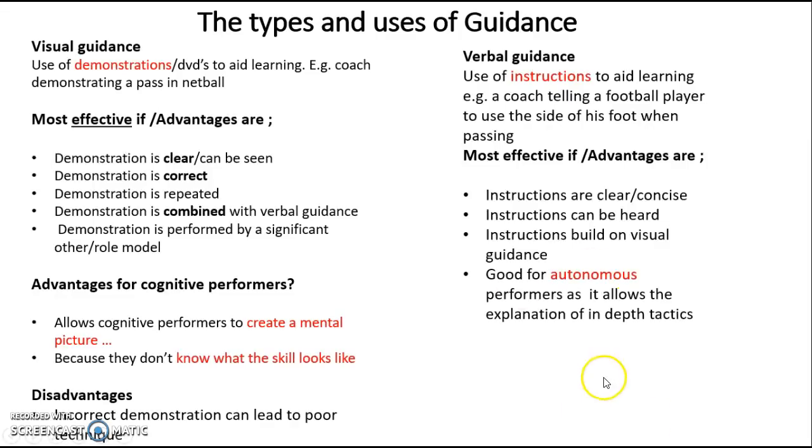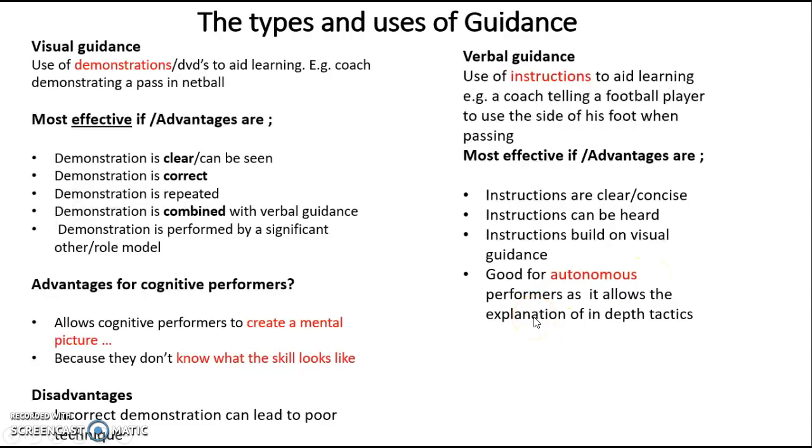And it's really, really effective, you could say most effective, for autonomous performers, because it allows in-depth tactical coaching points or feedback on what they're performing. And of course, verbal guidance in this case, when we're talking about autonomous performance, could link to negative feedback. You remember that criticism where autonomous performers are very keen to find out their weaknesses and improve on them. Okay, so this could be linked to that a little bit.